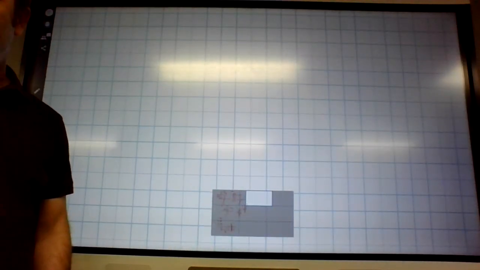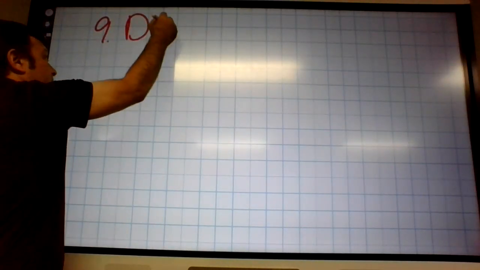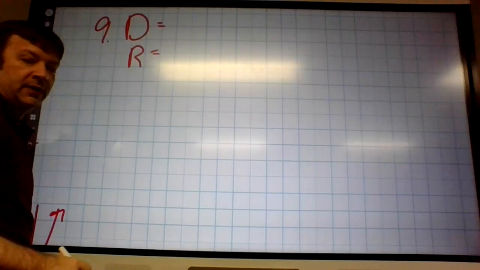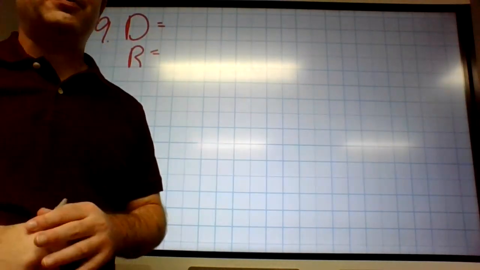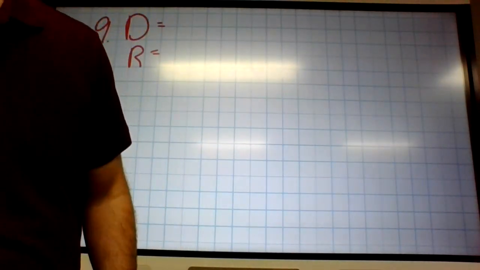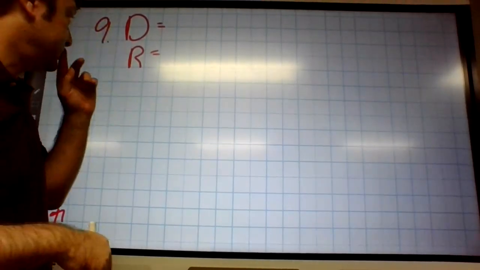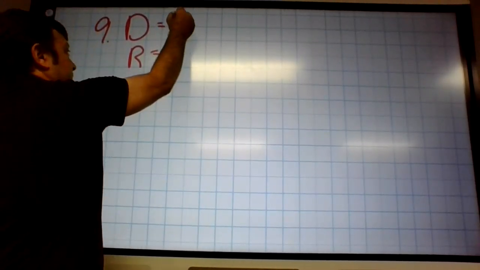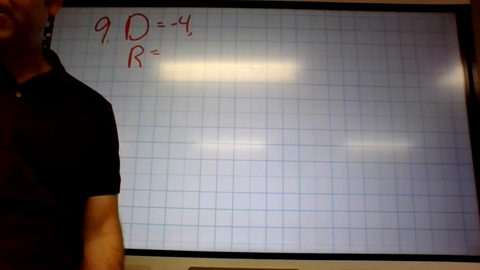All right, number 9. Okay, so starting with the domain, the x values go left and right. So let's start with the leftmost point. What is the x value of that point way over on the left? -4. It looks like the graph goes to -6 and +6, so it's 4 to the left. So the smallest member of the domain is -4.